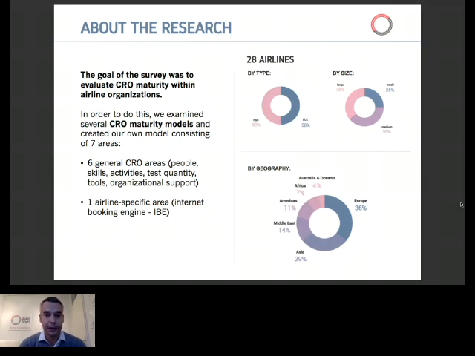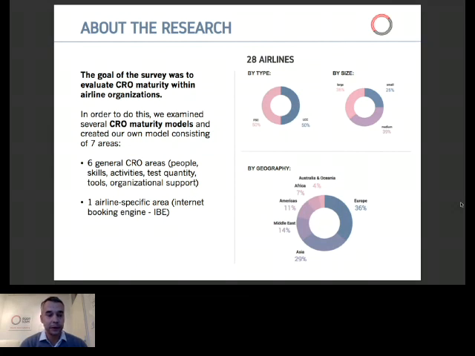So we had 28 airlines. Half of them were low-cost airlines, half of them were more traditional, full scheduled carriers. So this was a perfect 50-50 split. And also by size, we had a mix of large, small, and medium airlines. So this is the profile of the people we were serving.